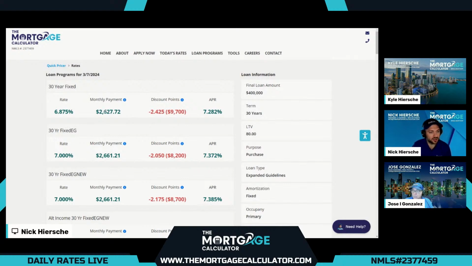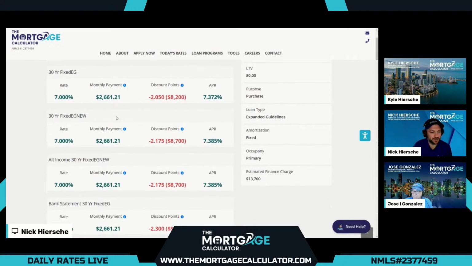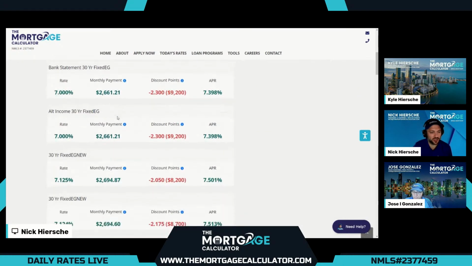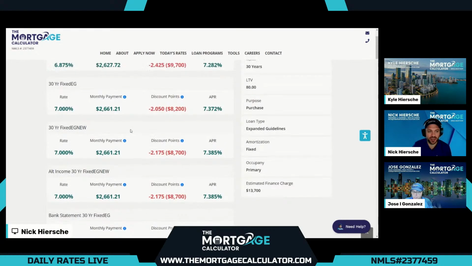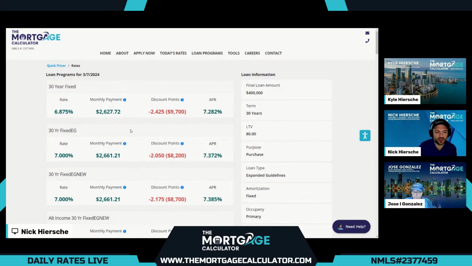All right, so we got some good options. And again, quite a few of these programs dropped rates, right? They were all over 7.4 last week, and they only update about once a week. So now they're all under 7.4 here for our top 5 options, which is awesome. Best option today, 6.875 rate, 2.425 discount points in cost, puts the final APR at 7.282.